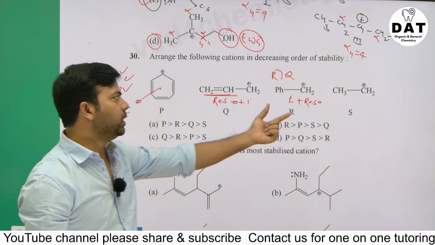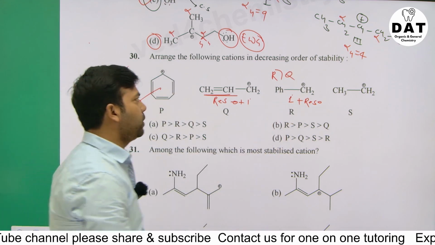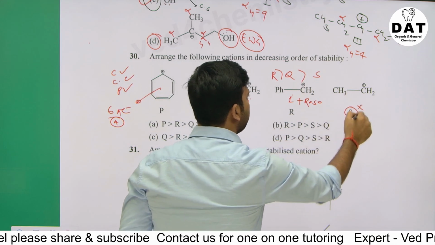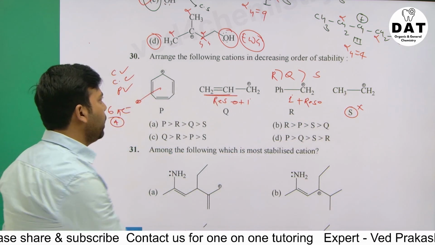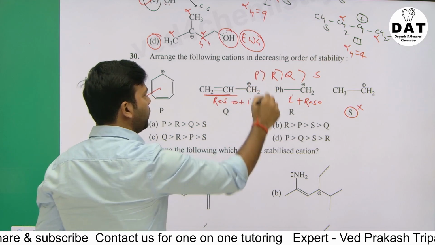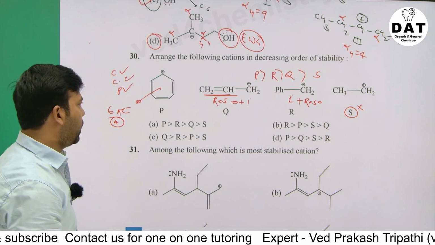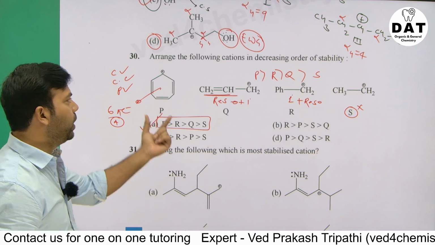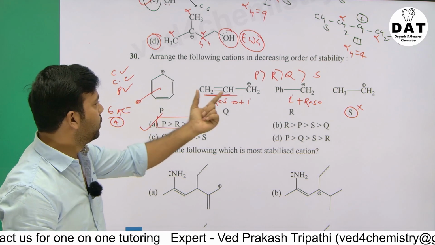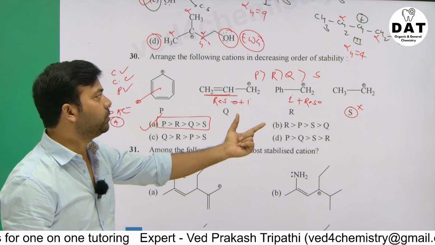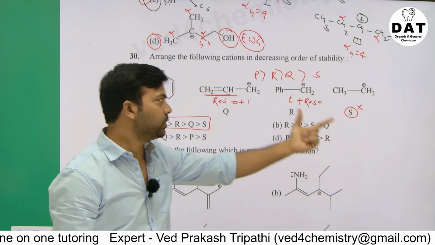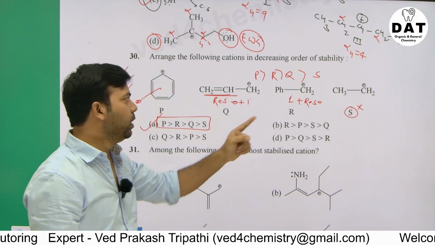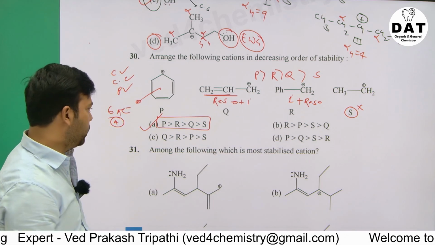Why? Because R will form more resonance structures. And Q is more stable than S because S has no resonance structure. And the most stable will be my P. So the right choice here is PRQS. PRQS. Clear? P is aromatic. Q and R both have resonance, but R forms more resonance structures and Q forms fewer resonance structures. That's why P, R, and then Q, and the last S because it has no resonance.